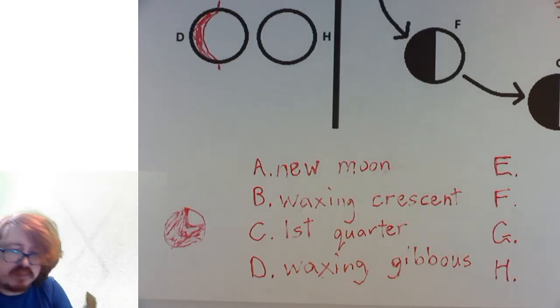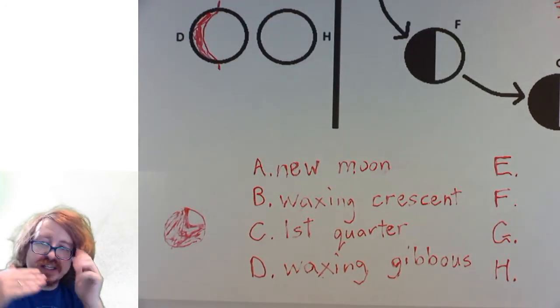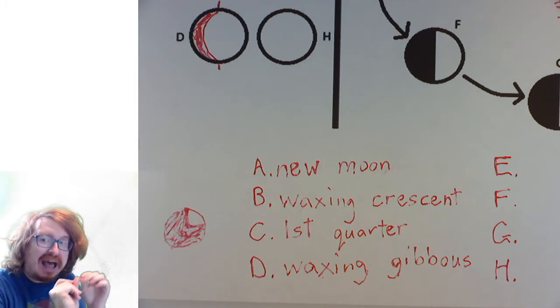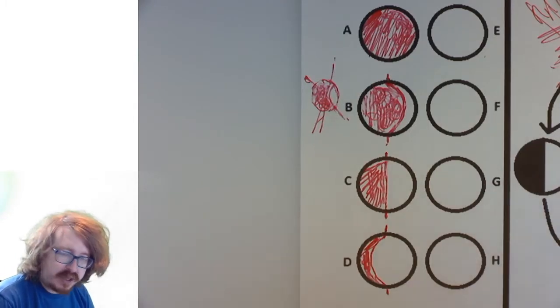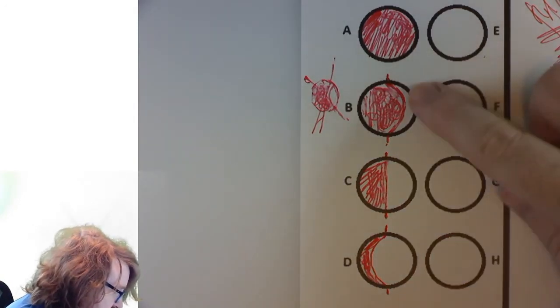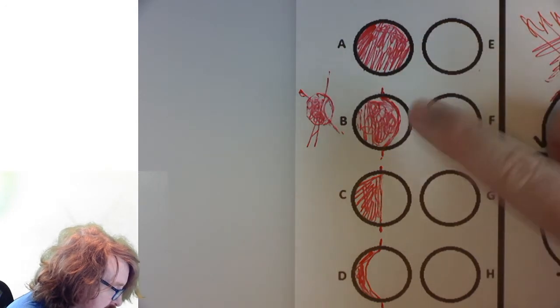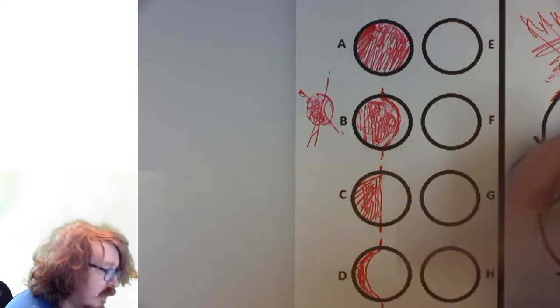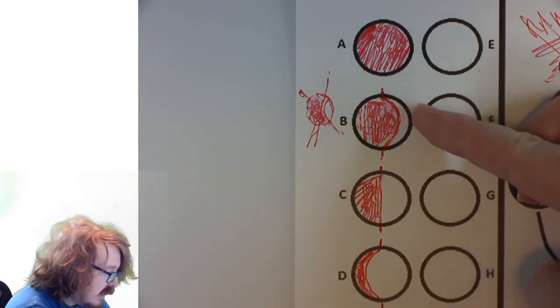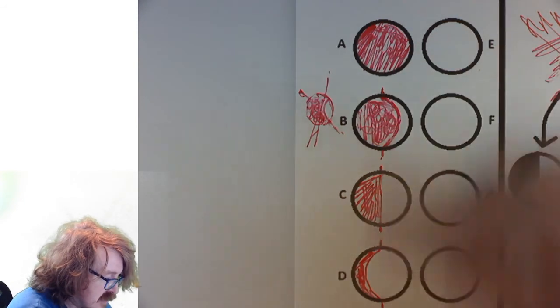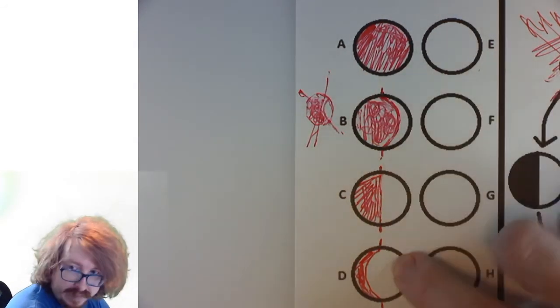So what does all this mean? Well, it's still called waxing because the light is still growing. And in fact, if we look at our moons in order, see how the light has been growing this whole time? We started with none, and we got more and more and more. So you know it's waxing if it's on the part of the cycle where the light is growing. Okay.